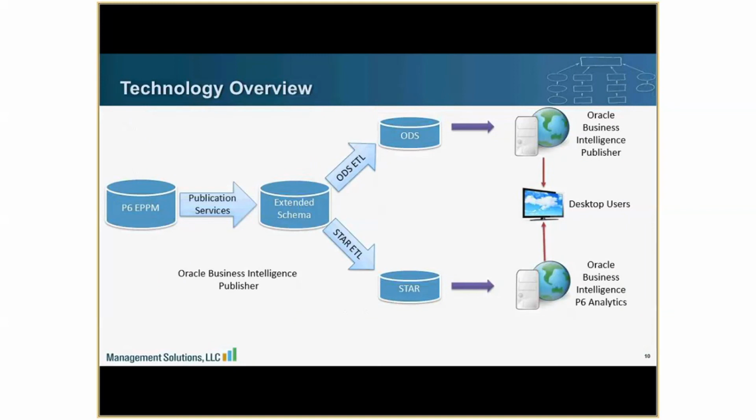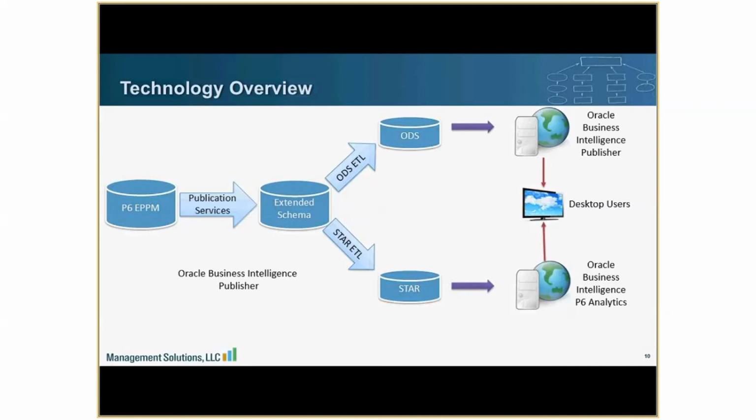Now this slide is a representation of how the data flows through the system. You first have your EPPM database. And then there's a service called the Publication Service. It's also called the Arbiter, if any of you have ever heard of that before. And that fills the extended schema. Now, the extended schema is the reason why you need an EPPM. The PPM doesn't work in that because it doesn't contain the extended schema.